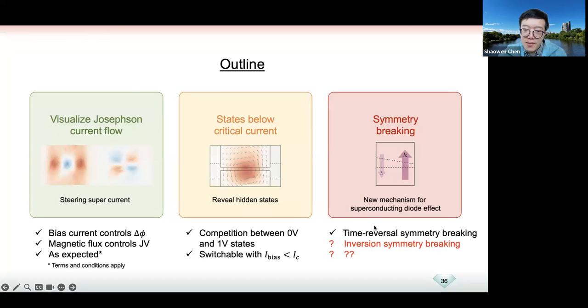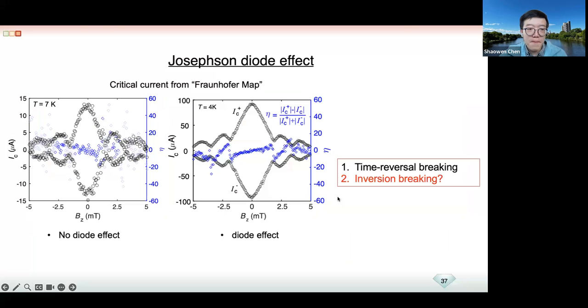And just by symmetry, we understand that time reversal symmetry and inversion symmetry must be broken in order for the critical current to be non-reciprocal. The time reversal symmetry is obviously broken by the magnetic field, but what is breaking the inversion symmetry? And are these 2 enough to lead to the Josephson diode effect as we observed? So this will be the last part of my talk.